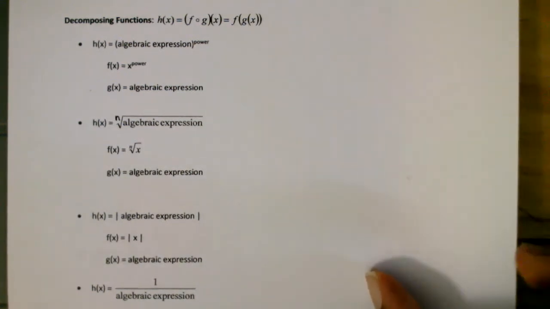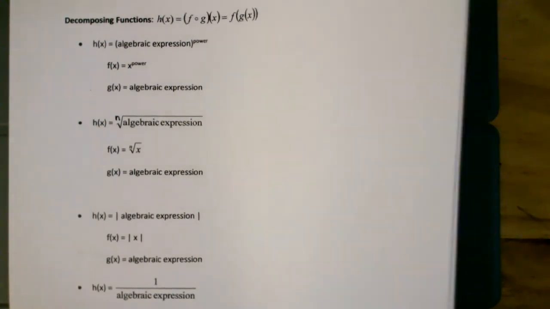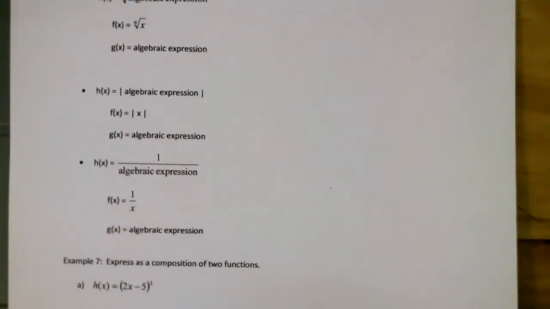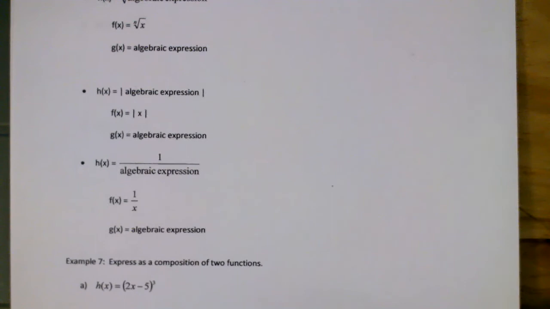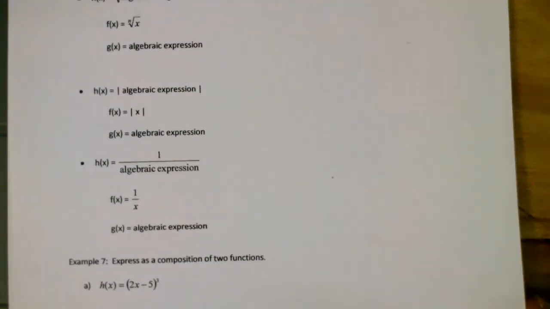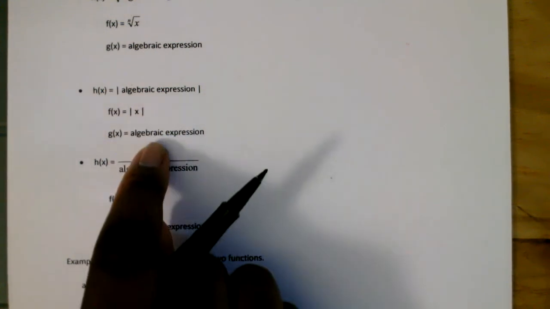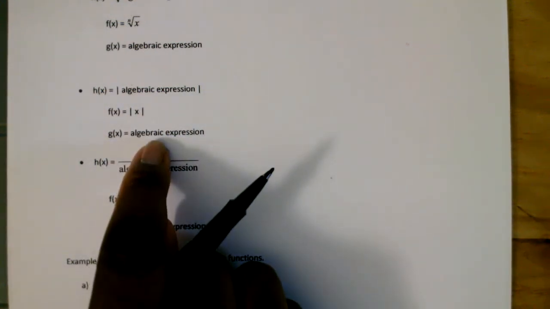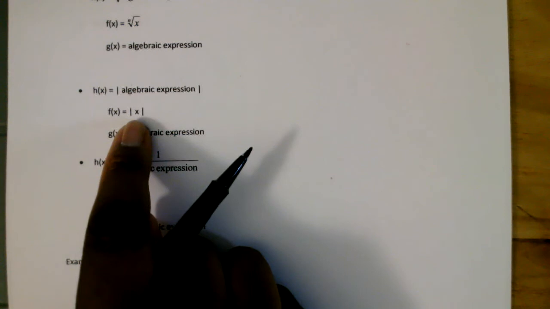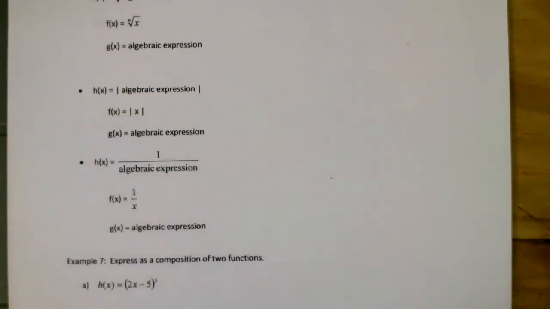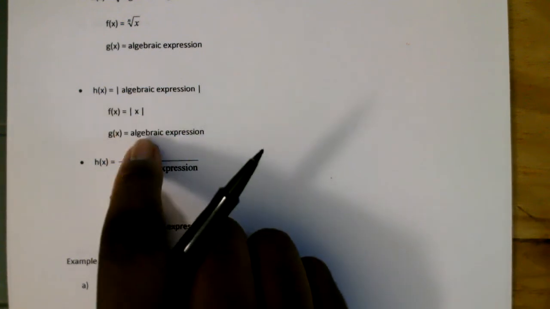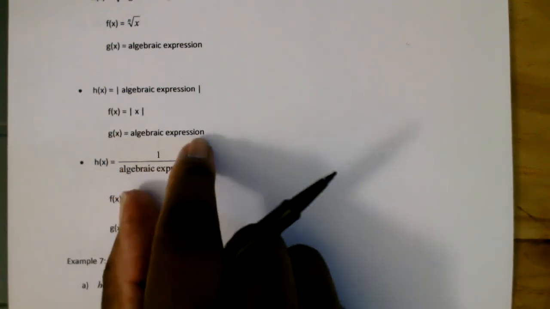And then the third possibility would be where you have the absolute value of the algebraic expression equaling h of x. So what's inside those absolute value bars would be your algebraic expression, and f of x would be the absolute value of x, because this x was replaced with that algebraic expression.